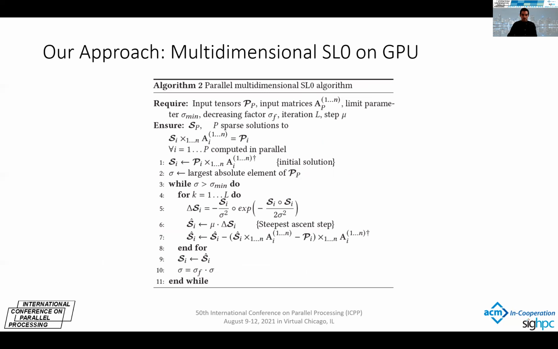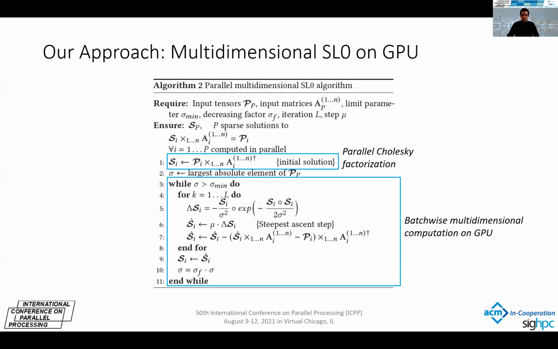This is the algorithm. Here, you first compute the pseudo-inverse of A by a batch-wise parallel Cholesky factorization. This will act as an initial solution. For the rest, we compute the batch-wise multidimensional computation on the GPU, where we perform the iterative routine and compute all arithmetic operations in parallel.